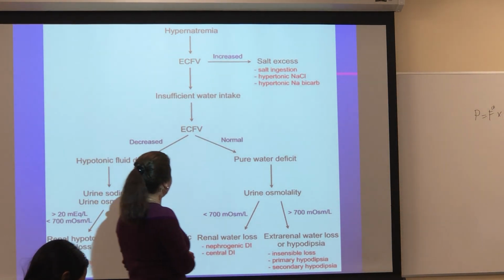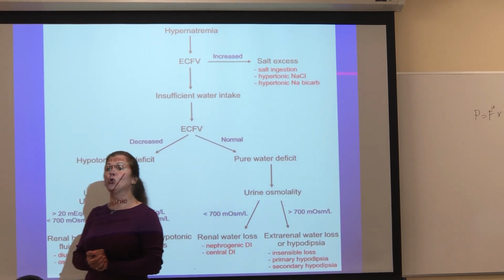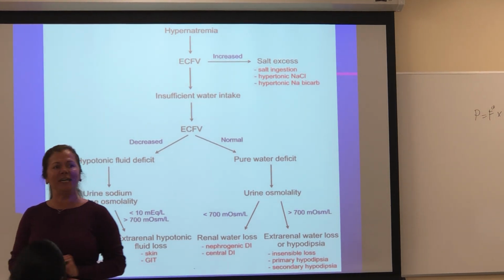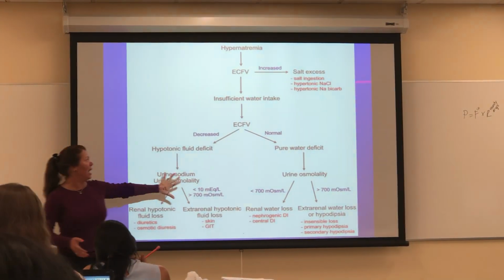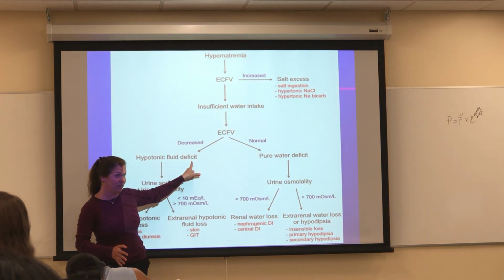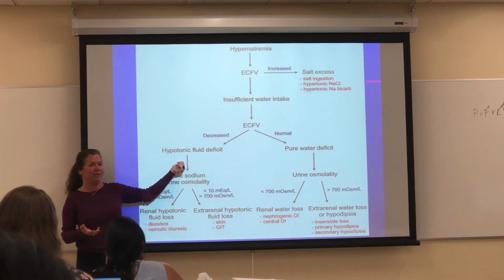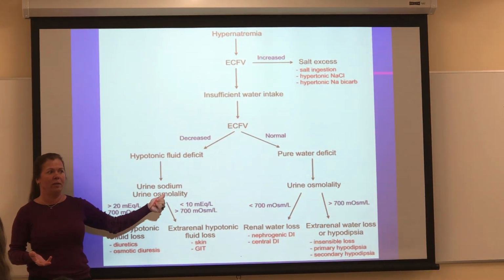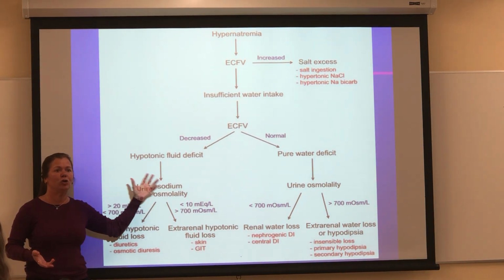Okay? Then you have the same 2 possibilities as you had in hypernatremia. Is the patient dehydrated, or is the patient euvolemic? So, is the patient hypovolemic, which is the hypotonic fluid deficit? Same thing as saying my patient's dehydrated. When the patients have flat neck veins, dry mucous membrane or skin, elevated BUN and creatinine, these are the patients that are dehydrated.